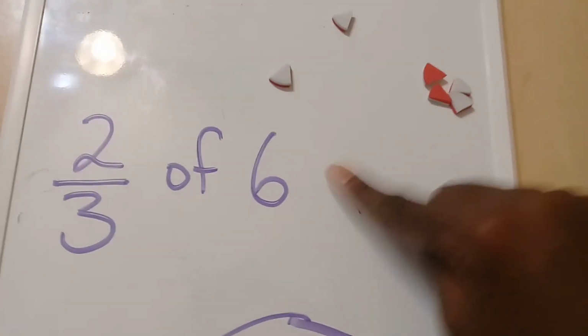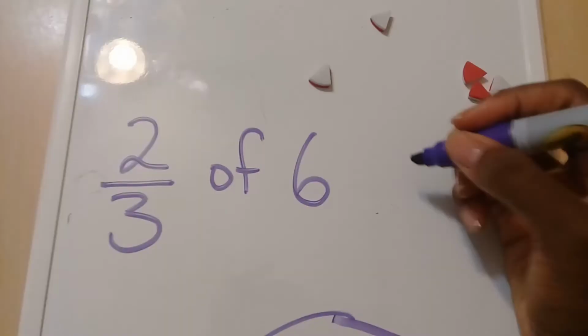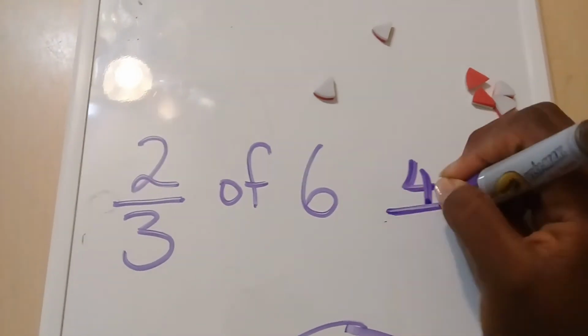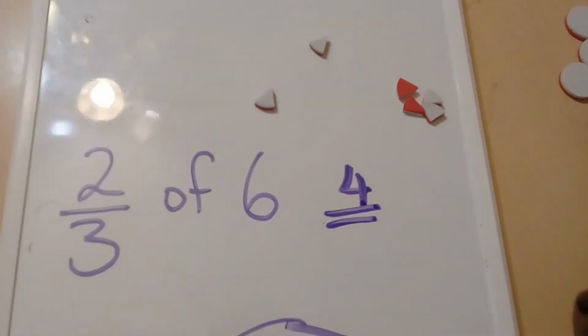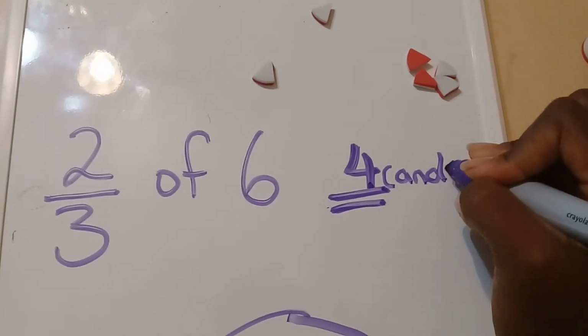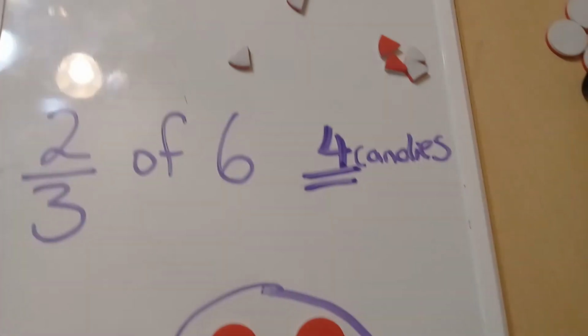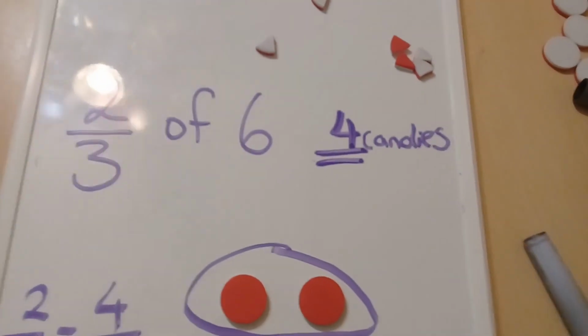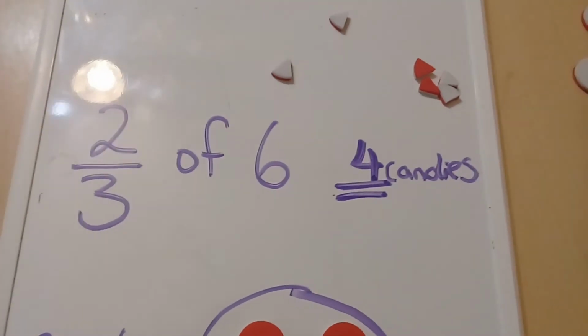So my answer should be written as 4, the whole number 4. In this case, 4 candies, so I'll even write candies off to the side. That is why it's so important that your final answer is written as a whole number and not as a fraction.